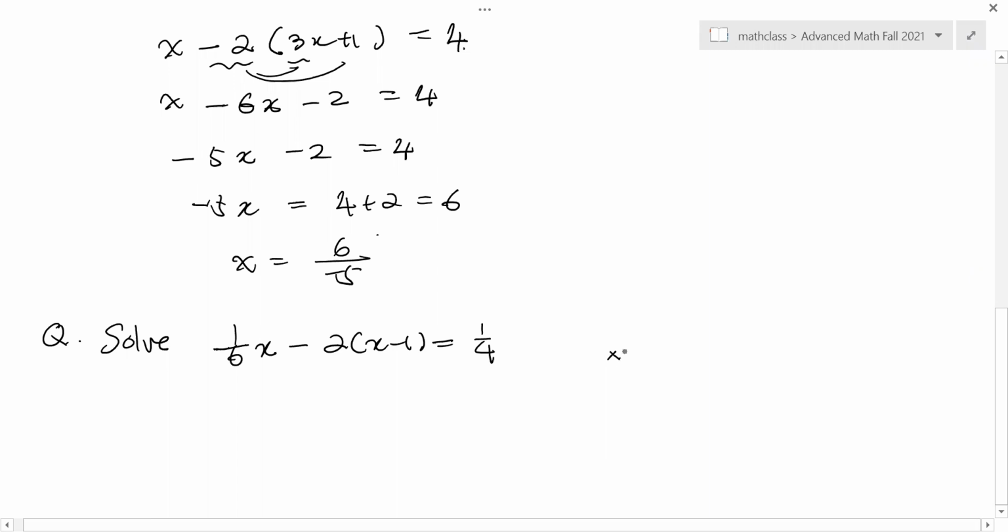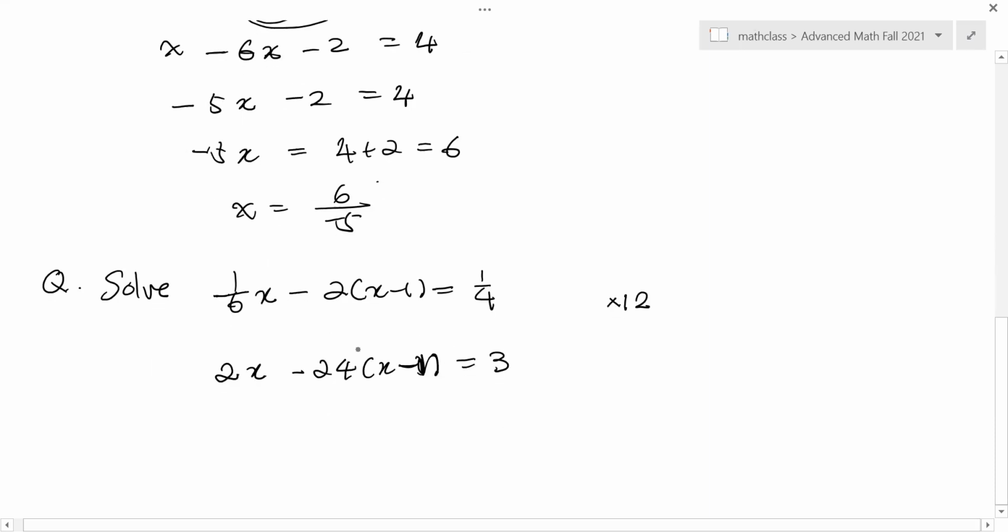You multiply by the least common multiple, which is 12. Okay, 12 is divided by 6, 12 is divided by 4. So 12 divided by 6 is going to be 2. 12 times 2 is going to be 24. And 12 divided by 4 is going to be 3. So that's the first equation you can get.